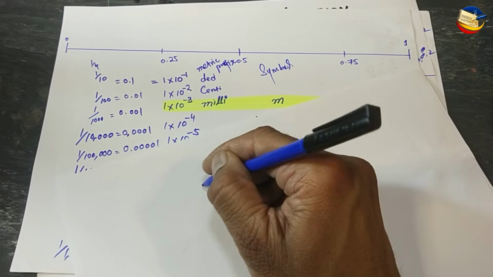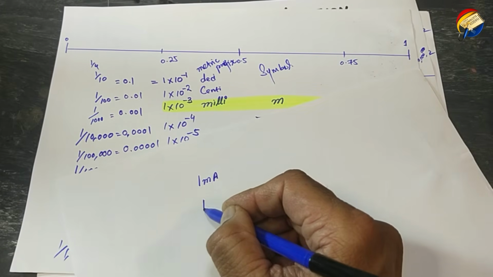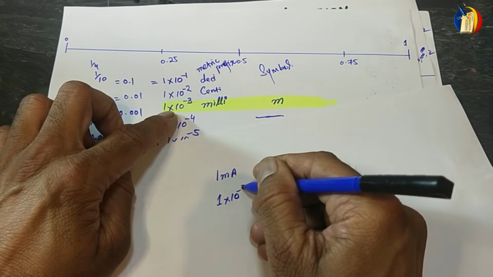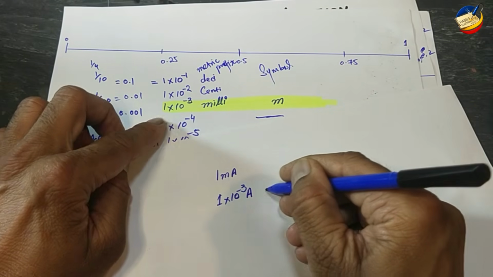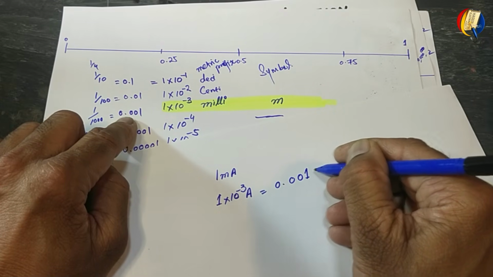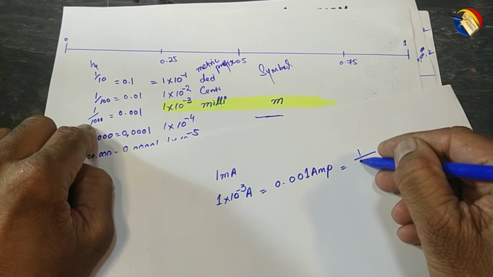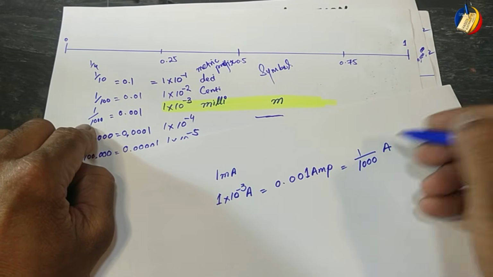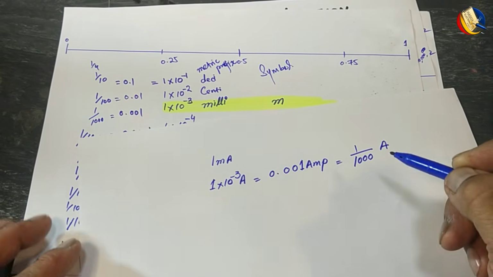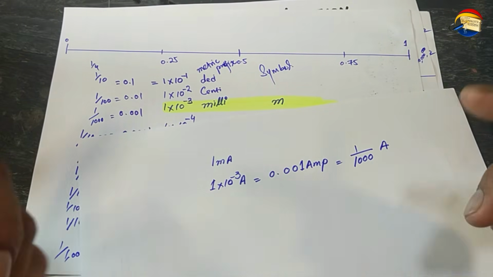If I say 1 milliampere, that means 1 × 10 raised to the power minus 3 ampere, or 0.001 ampere, or 1 over 1000 ampere. If we divide 1 ampere into 1000 pieces, one piece out of 1000 is called 1 milliampere.